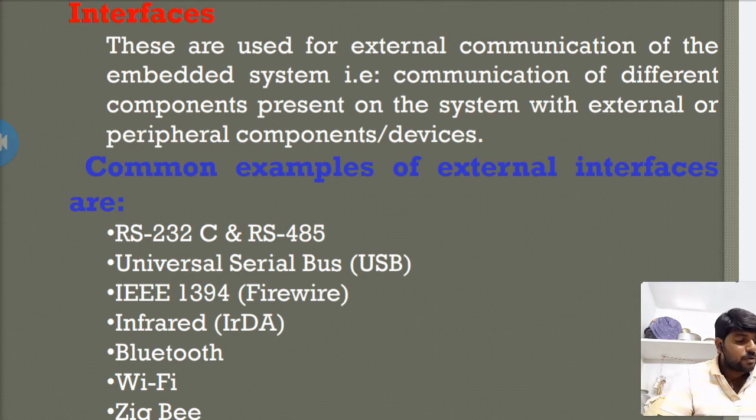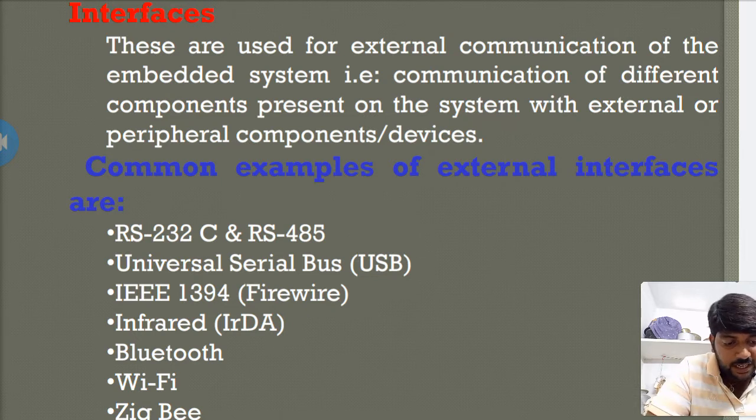RS-232 supports two different types of connectors, namely DB9 and DB25. DB9 indicates a 9-pin connector and DB25 indicates a 25-pin connector. In the DB9 connector, pin number 3 is transmit and pin number 2 is receive. Pin number 7 is request to send, pin number 8 is clear to send, and pin number 6 is data set ready.